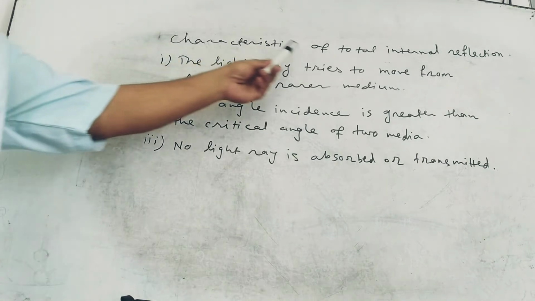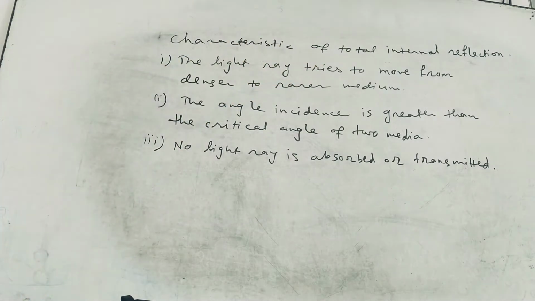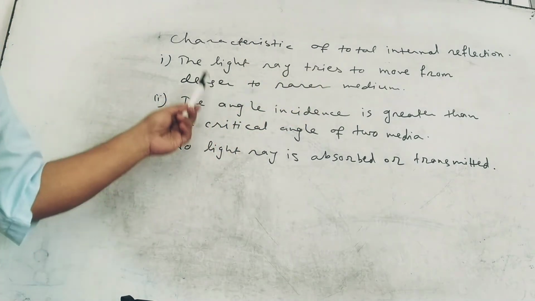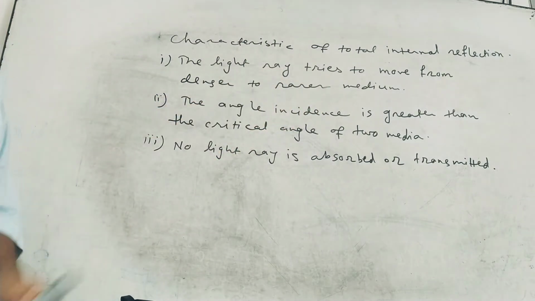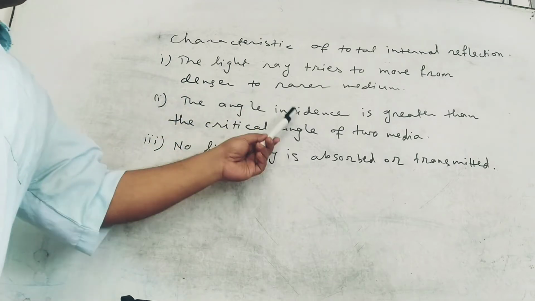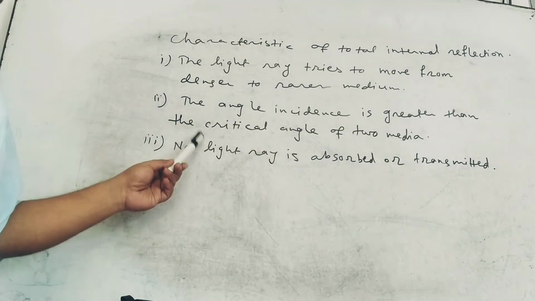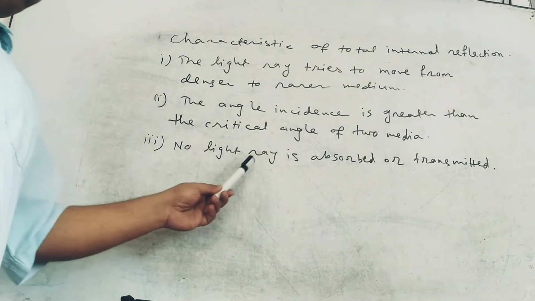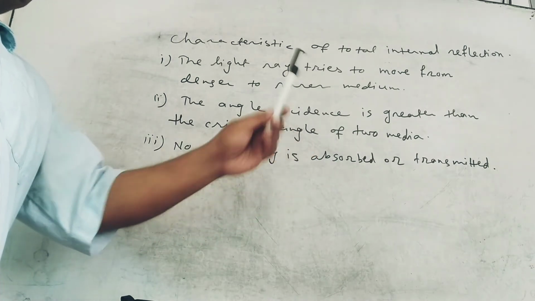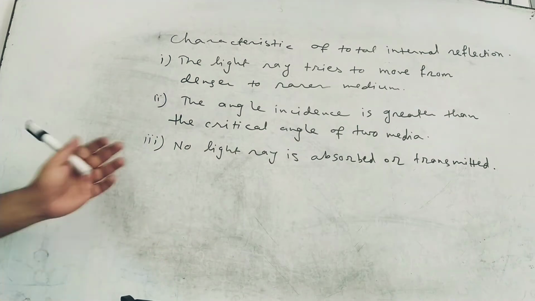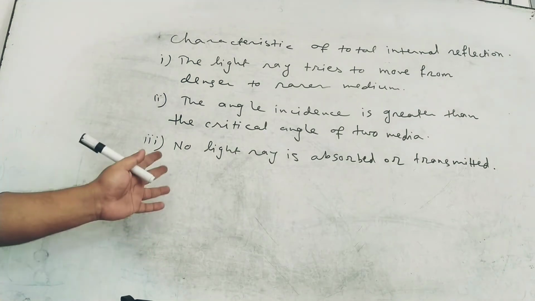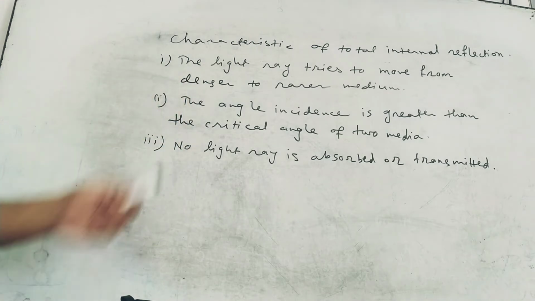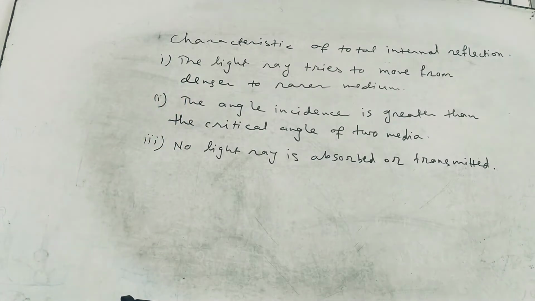Now the characteristics of total internal reflection. First, the light ray tries to move from denser to rarer medium. Second, the angle of incidence is greater than the critical angle of the two media. And third, no light ray is absorbed or transmitted. Only total internal reflection occurs.